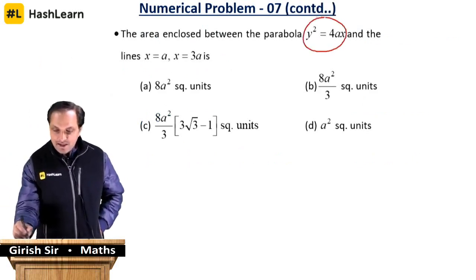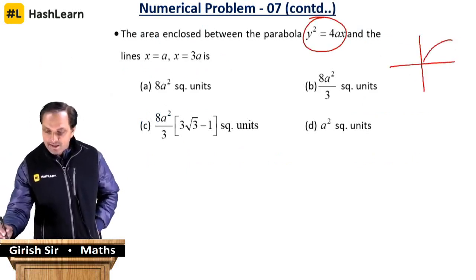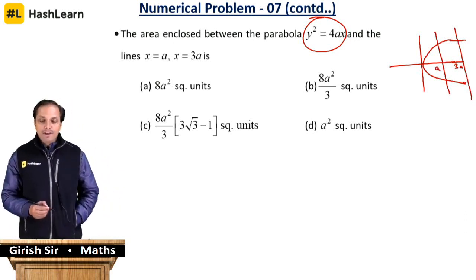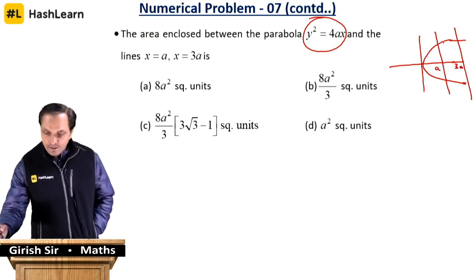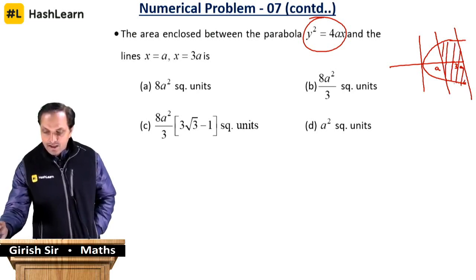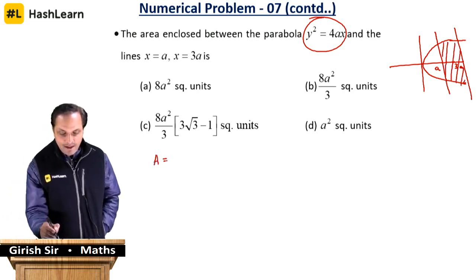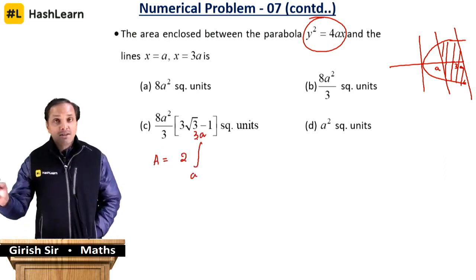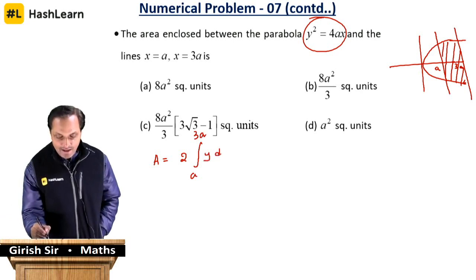So this is your parabola. y square is equal to 4x will be like this. x is equal to a will be here and x is equal to 3a will be here. This is a and this is 3a. So we need to find the whole area. What I'll do, your area required will be 2 times integral a to 3a. Since the limits are along x-axis, it will be y dx.